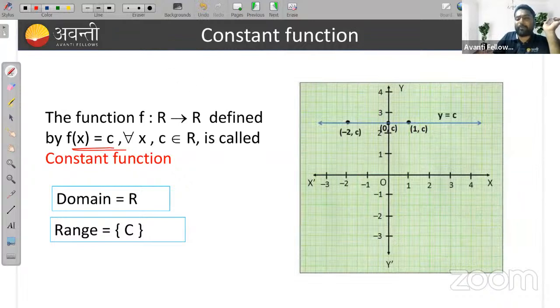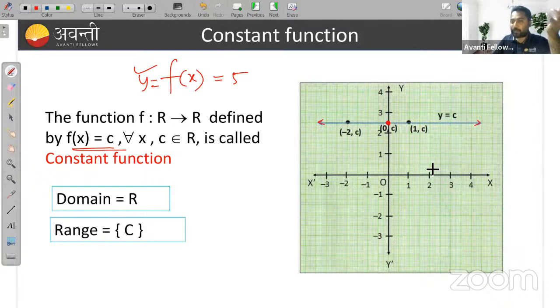मतलब कोई भी number तुम ले लो. If you will take f of x is equal to 5, right? So this is a line, y is equal to 5. This is a line which is parallel to x-axis. Suppose this point is my 0c. You can observe from the graph also. This point is my 0c, and this is the line which is f of x is equal to c or y is equal to c, which is parallel to x-axis, right?